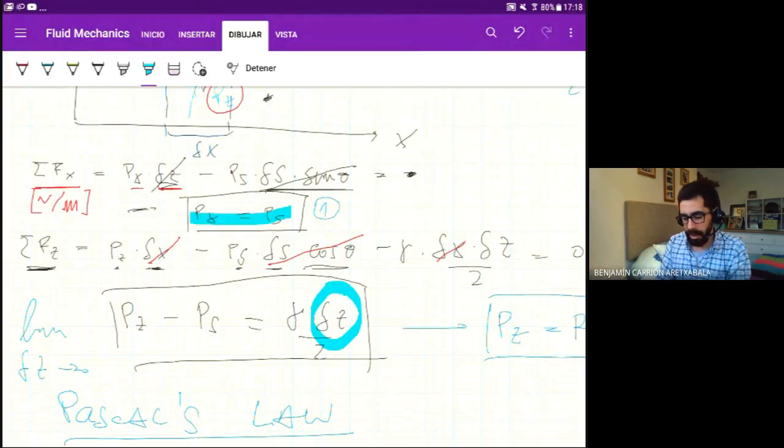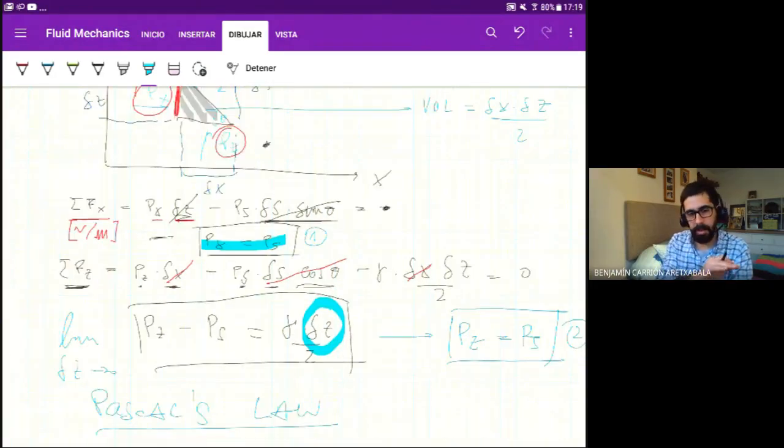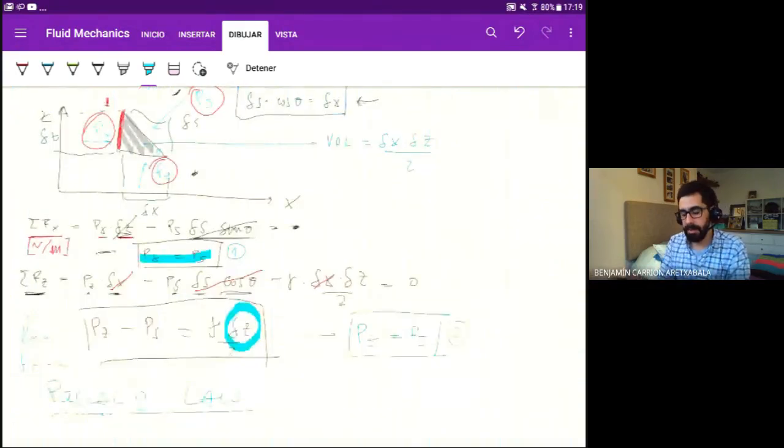We'll see later on how that is, but it's interesting that the pressure in the horizontal doesn't really change. It's always constant, but in the vertical, it depends on the total height of your fluid.